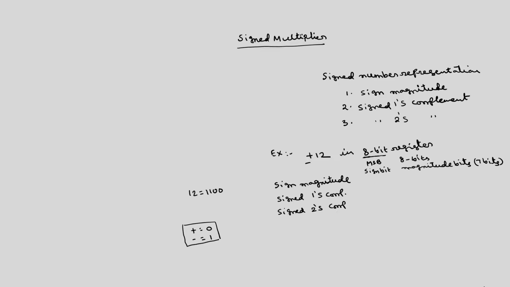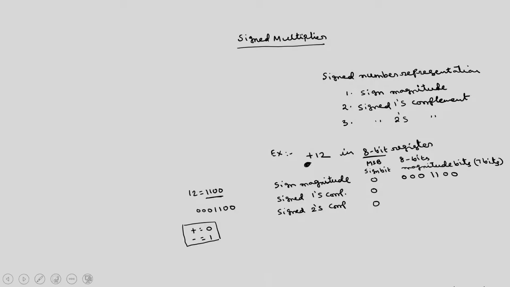In general, if you want to represent in an n-bit register, 1 bit we use for sign and n minus 1 bits we use for magnitude. Because this is a positive number, the sign bit is 0, regardless of whether it is signed magnitude, signed ones or signed twos. Coming to the magnitude, the binary equivalent of 12 is 1100, but to store in an 8-bit register, a total of 7 magnitude bits has to be there. So, I can append 3 zeros here. So, this is 000 1100.